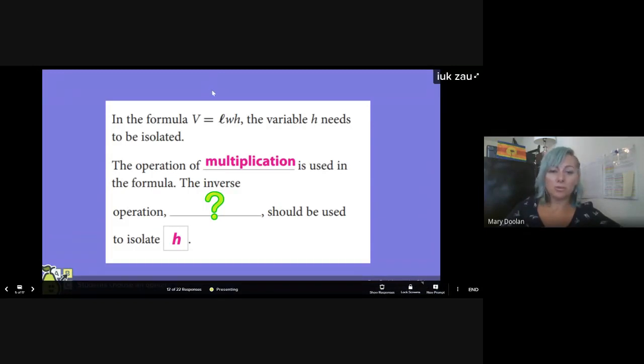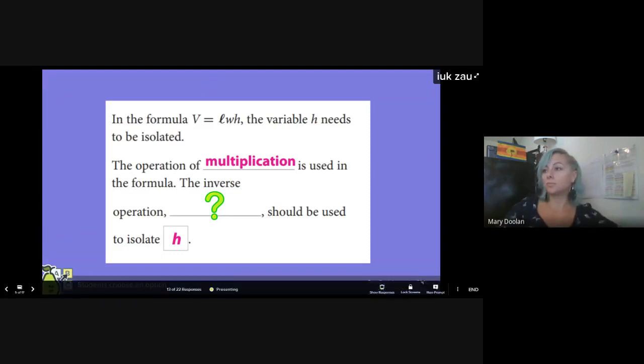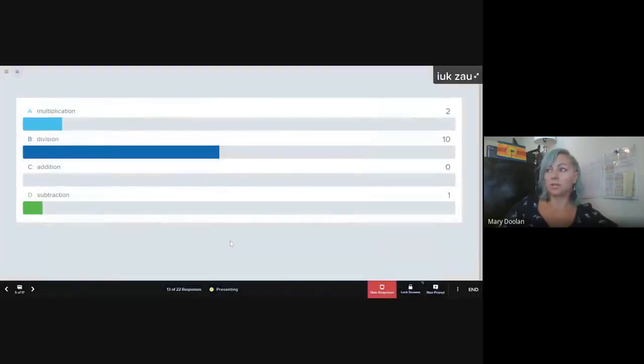Remember, don't be afraid to put the wrong response, okay? I just want to see how you guys are doing. So what do you think it is? What is the inverse operation of multiplication? And so overwhelmingly, we're saying division. Division is correct. Multiplication and division are inverse operations. They undo one another. Addition and subtraction are also inverse operations. They undo one another.